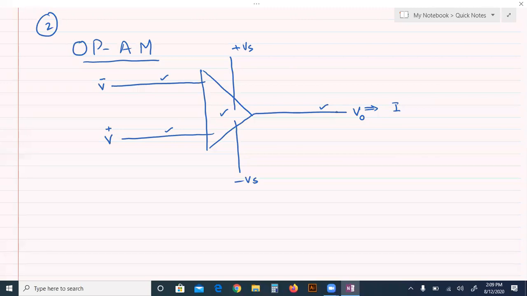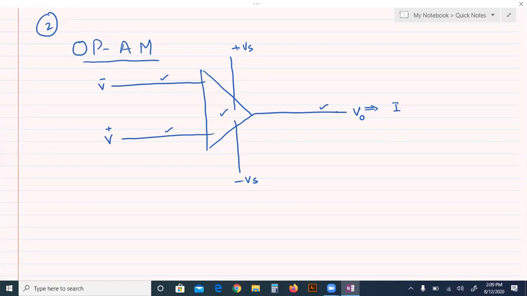And number 5, its slew rate is not infinity, meaning its delay rate is not 0. It delays for 1 microsecond when input voltage fluctuates by 10 volt. If there's a fluctuation of 10 volt, then it delays for 1 microsecond. So these are the properties of the practical and ideal operational amplifier, as we have done in the previous lecture.